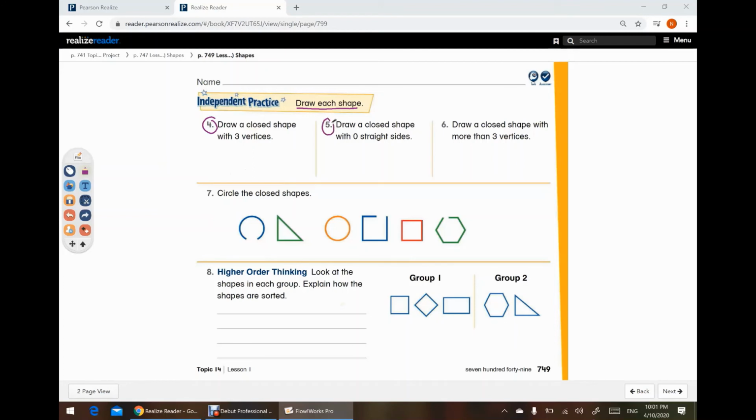Number 5, you have to draw a closed shape with 0 straight sides. You know which shape does not have any sides? Number 6, draw a closed shape with more than 3 vertices. So there are 2 shapes we learned that have more than 3 vertices. You can draw any one of them.